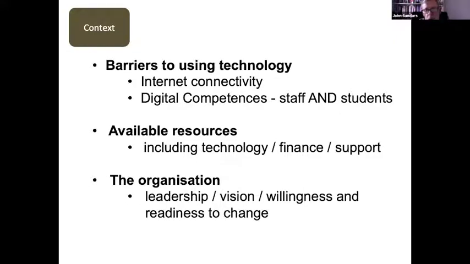We also need to consider the technology, the finance, and the support of these resources. We saw earlier how virtual reality can really transform medical education. And there isn't a day goes by where I'm not approached by companies trying to induce my medical school to buy the latest equipment. It is incredibly expensive. And we have to think of the resource implications, but also the technology support. And also we need an organization that has leadership, that has vision, and the willingness and readiness to change.